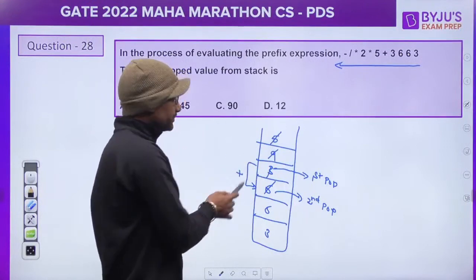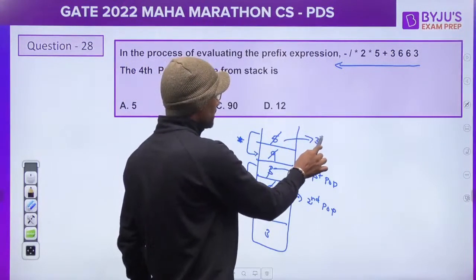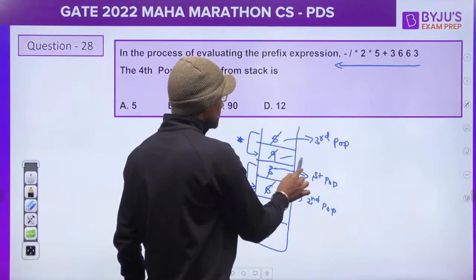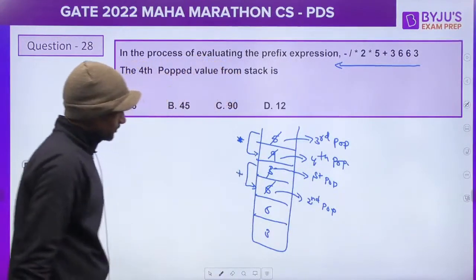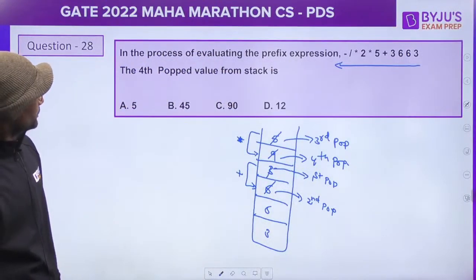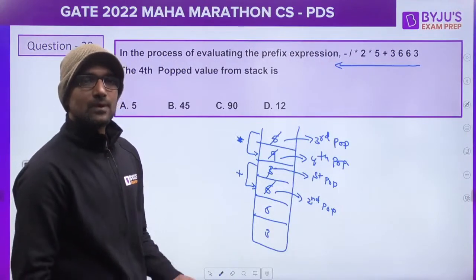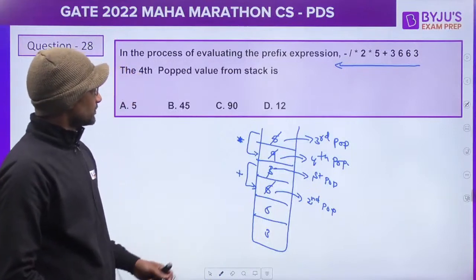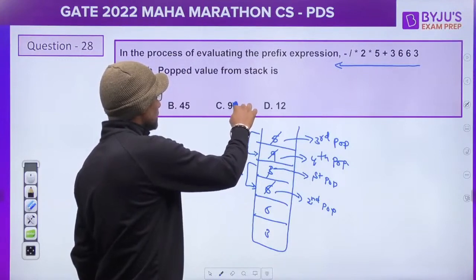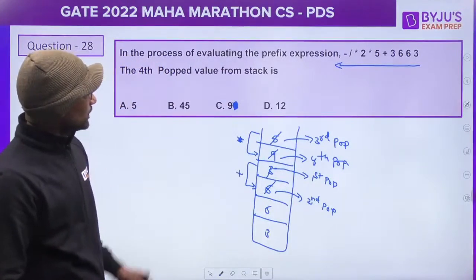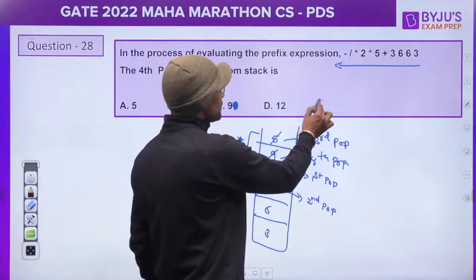Pop, pop. This is the third popped value. This is the fourth popped value. Isn't it? So the fourth popped value should be 9. Yeah, it should be 9. I think it's given wrong. Okay, fine. The answer should be 9.